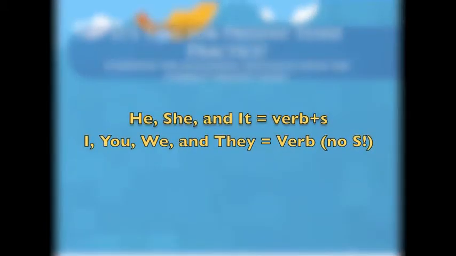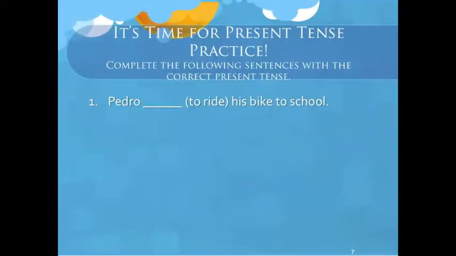So now let's practice with the present tense and complete the sentences in the proper present tense. Remember, he, she, and it almost always have a verb that ends with S. I, you, we, and they have verbs that don't end with an S. Let's begin with the first sentence. Pedro to ride his bike to school. What would the verb be?